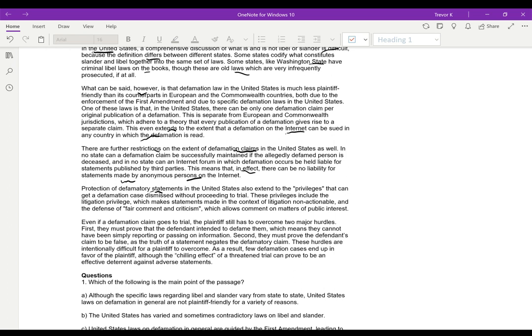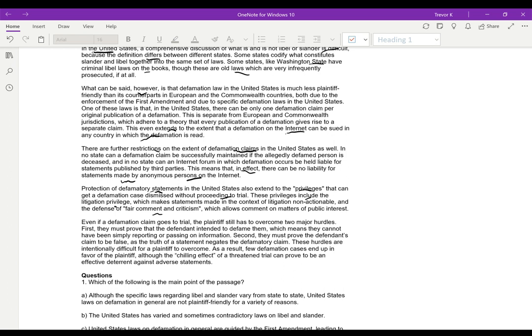Protection of defamatory statements in the United States also extends to the privileges that can get a defamation case dismissed without proceeding to trial. These privileges include the litigation privilege, which makes statements made in the context of litigation non-actionable, and defense of fair comment and criticism, which allows comment on matters of public interest. So here we've got further information on the extent of defamation claims, which in this case is privileges that can get defamation dismissed without proceeding to trial.